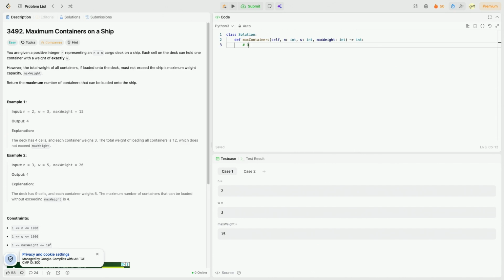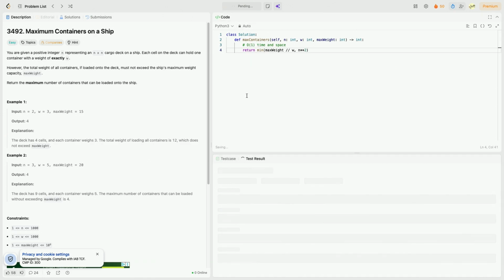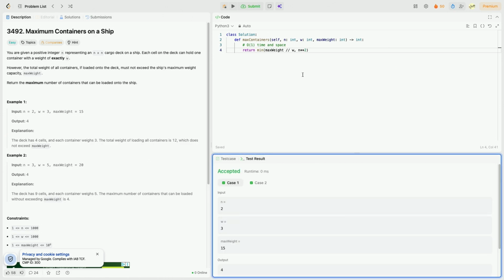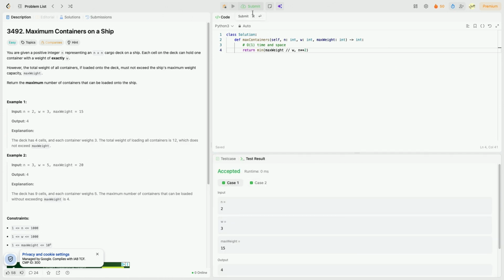So yeah, that's a short one. O(1) time and space. And what we return is max weight integer divided by W. And then we have to return the minimum between that and n squared, if I'm not mistaken. Okay, test cases passed. Let's submit this.